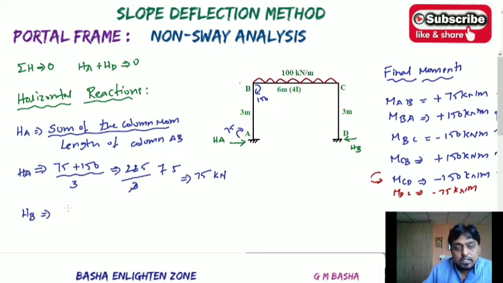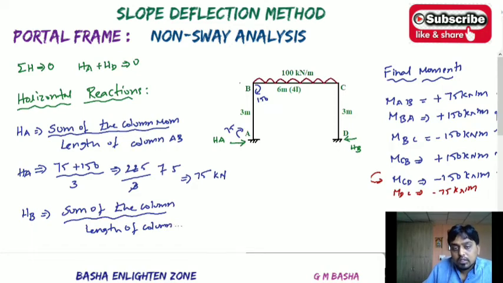And again HD is also equal to the sum of the column moments by the length of the column CD. That will be equal to the sum of the column moments, one will be CD and the other DC. Both will be anti-clockwise only, minus 150 and minus 75. So here we are taking 150 plus 75 divided by 3. That will be equal to 75 kilonewton only.